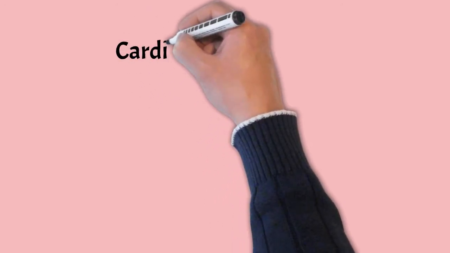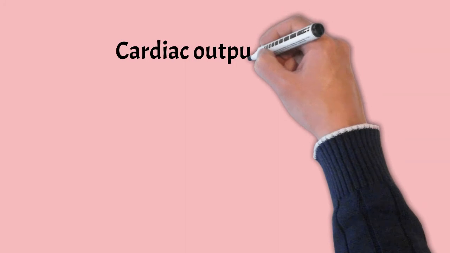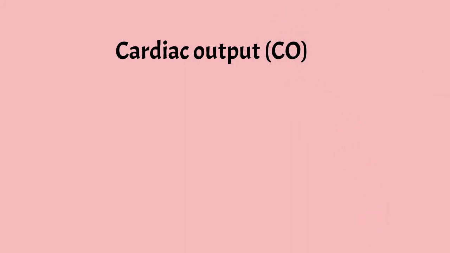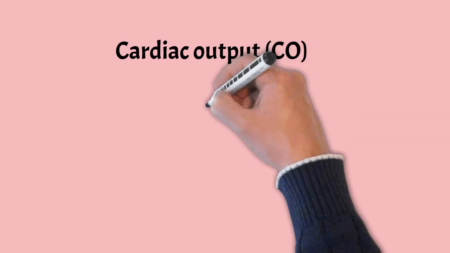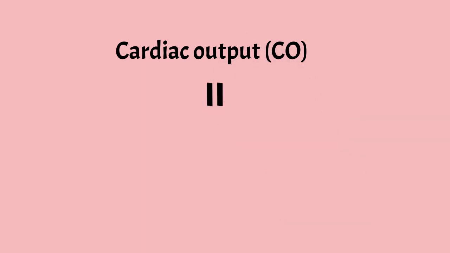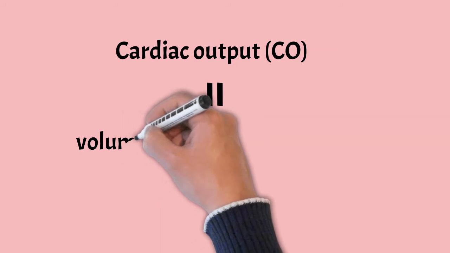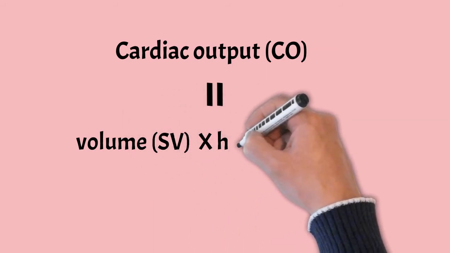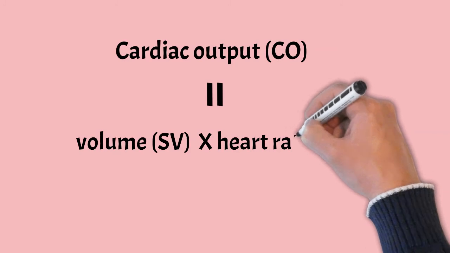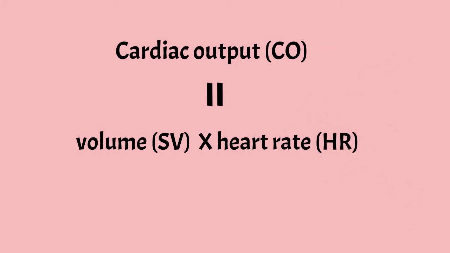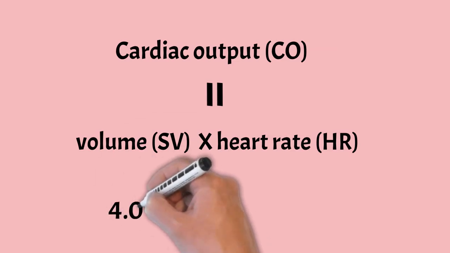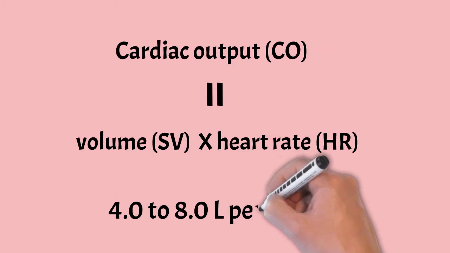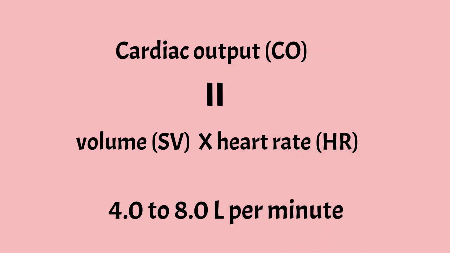What does cardiac output mean? Cardiac output, CO, is a measurement of the amount of blood pumped by each ventricle, stroke volume, in 1 minute. This is calculated by multiplying the stroke volume, SV, by the beats per minute of the heart rate, HR. The average cardiac output, using an average stroke volume of about 70 ml, is 5.25 L per minute, with a normal range of 4.0 to 8.0 L per minute.